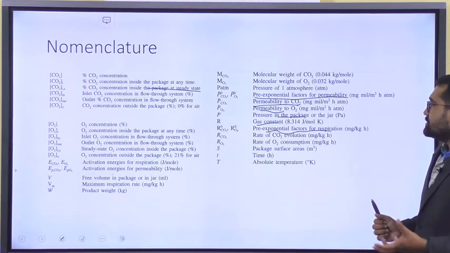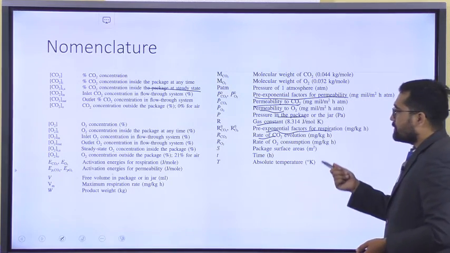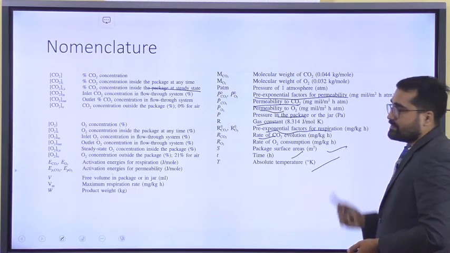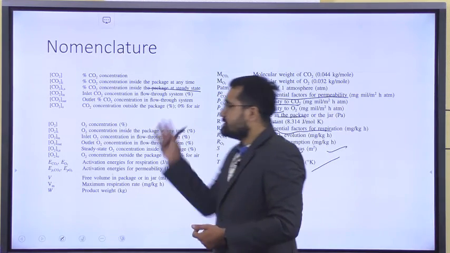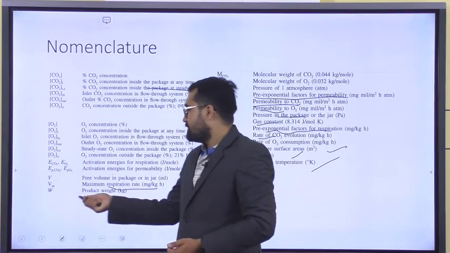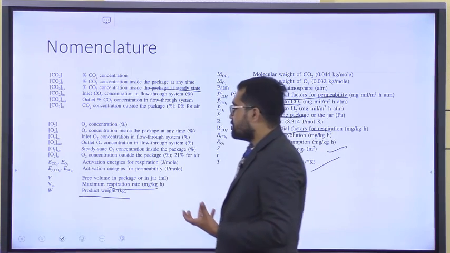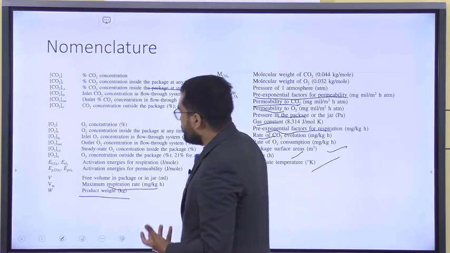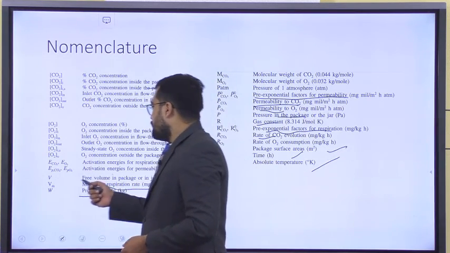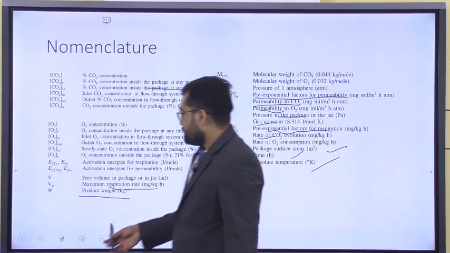The pre-exponential factor for respiration rate, RT, and CO2 is the rate of oxygen, the rate of carbon dioxide. S will be surface area, small t will be time, capital T will be temperature. These things are there. W will be the maximum respiration rate of the product, weight in kgs. What is the maximum respiration rate of the product? So W will be the product weight. V will be the free volume in the package or jar, and the maximum respiration rate will be Vm.